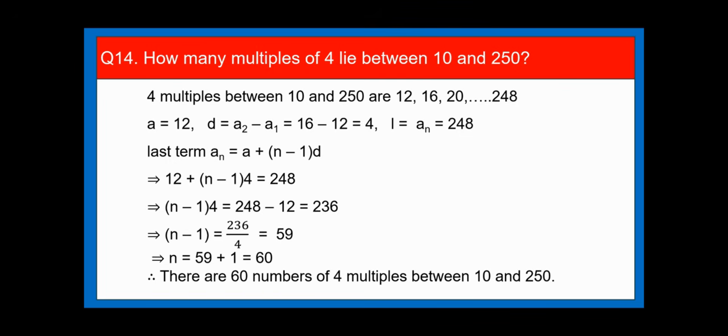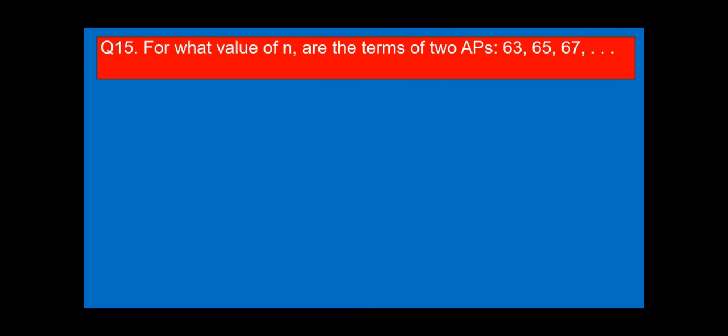Is it clear? Good. Now look at question number 15. For what value of n are the terms of two APs 63, 65, 67 and so on, and 3, 10, 17 and so on equal? I shall repeat. For what value of n are the terms of two APs 63, 65, 67 and so on, and 3, 10, 17 and so on equal?